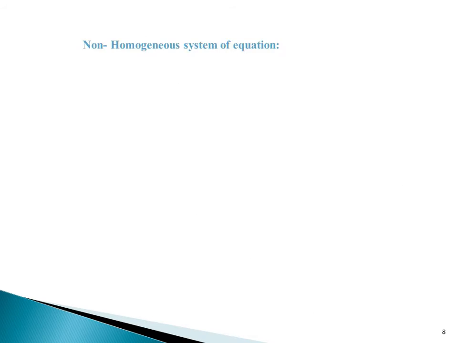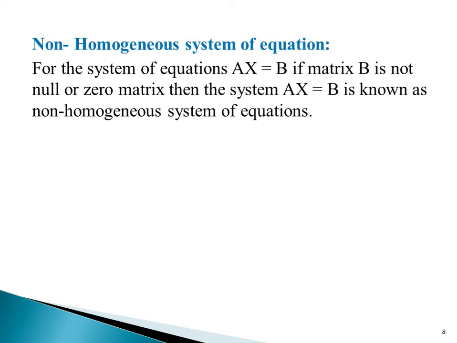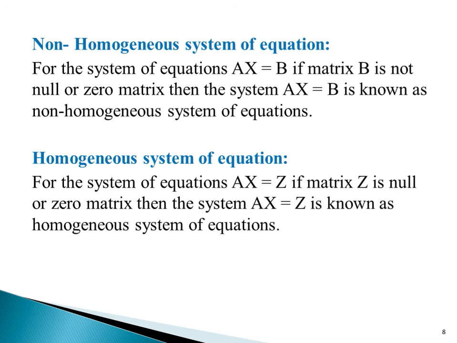Now we see the non-homogeneous system of equations. For the system of equations AX = B, if the matrix B is not a null or non-zero matrix, then the system AX = B is known as a non-homogeneous system of equations. Similarly, the next point is the homogeneous system of equations. For the system of equations AX = Z, where Z is a null matrix or zero matrix, the system AX = Z is known as a homogeneous system of equations.